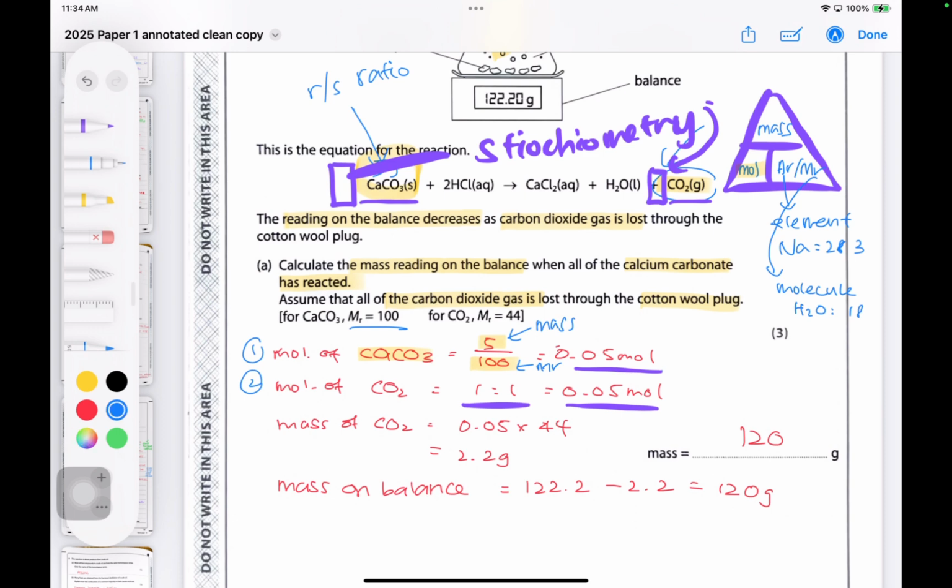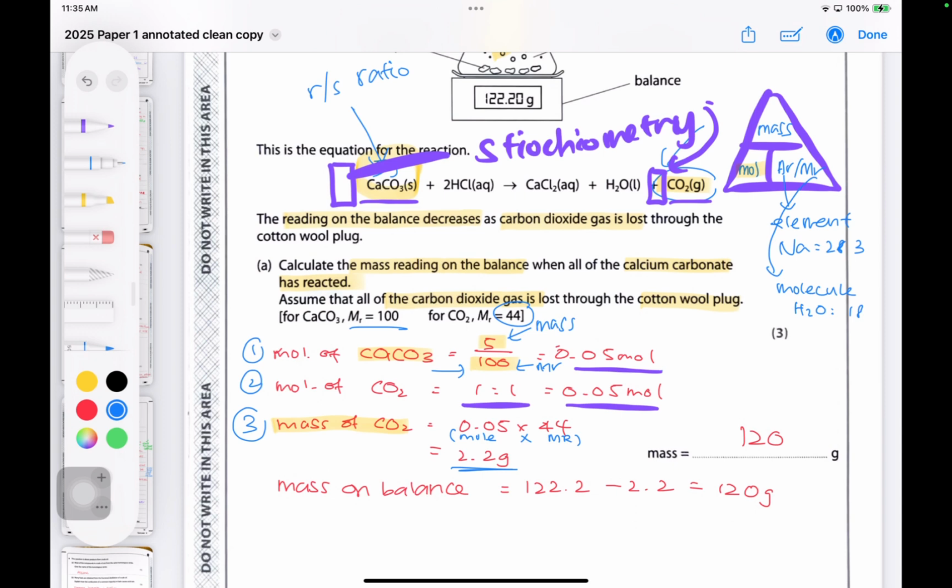So the third step here, because based on the question you want to find out the mass that is left on the balance, you want to find out the mass of carbon dioxide that is produced. What you need to do here is use mole multiplied by the MR. Again the MR is provided in the question. For carbon dioxide it is 44. After a while, you will start to remember common MR like water, carbon dioxide, calcium carbonate even. It's very easy to remember, right? Because it's 100. And what you do here is you end up with a mass of 2.2.